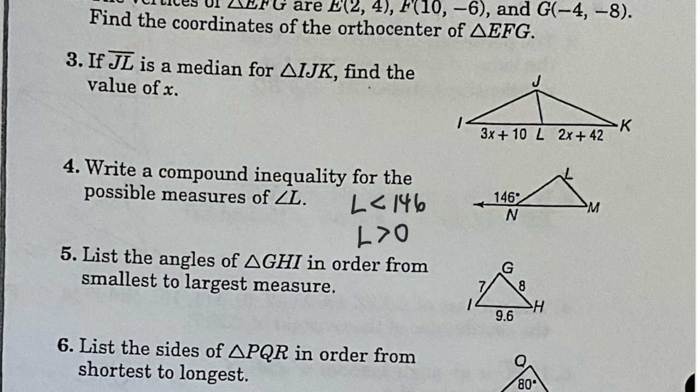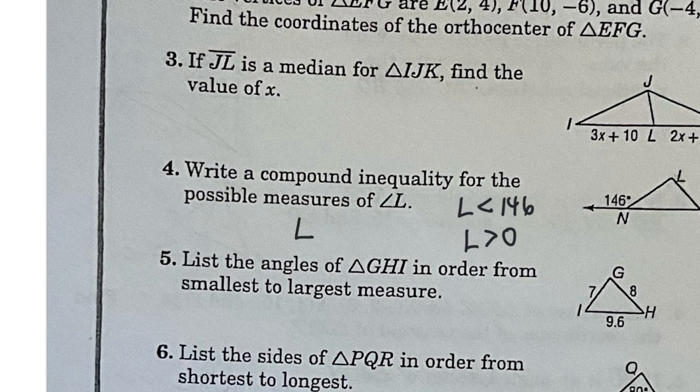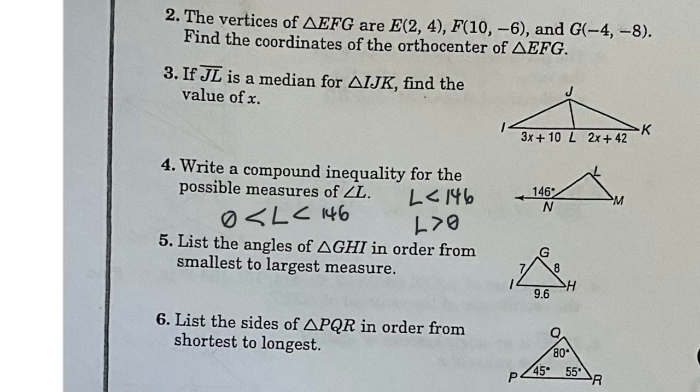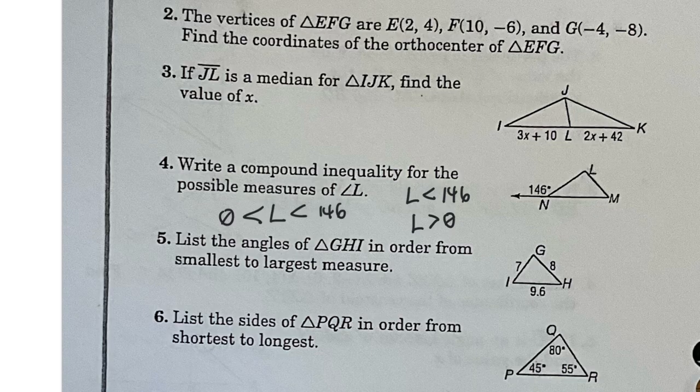Now, when they say compound inequality, what they really mean is put L in the middle and have the symbols looking like that. L is less than 146, so you can put the 146 here, but it's simultaneously greater than zero, so the zero can go there. Okay. I think that's all we need to know for that. I can't think of another number that L definitely has to be greater than, other than zero. So I think we're good.